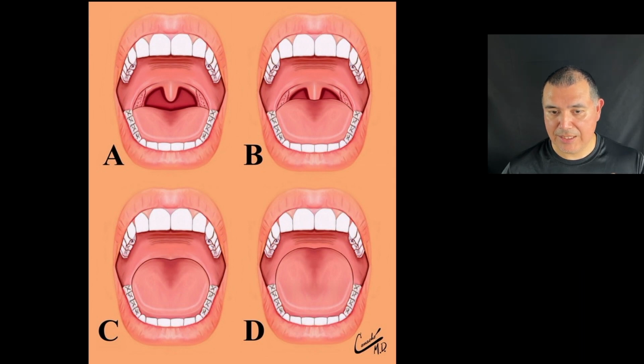Here we look at the tongue size. A is normal, B is moderately enlarged, C is large, and D is very large. And we base it on whether you see the soft palate and the uvula.